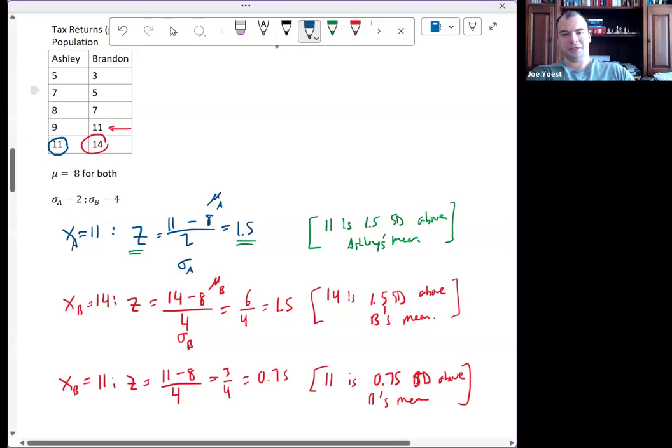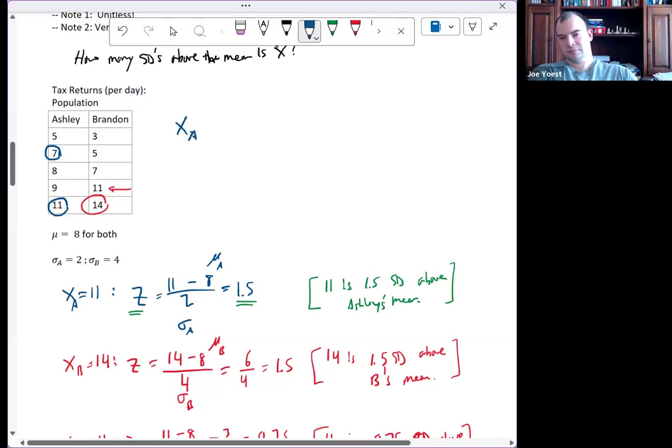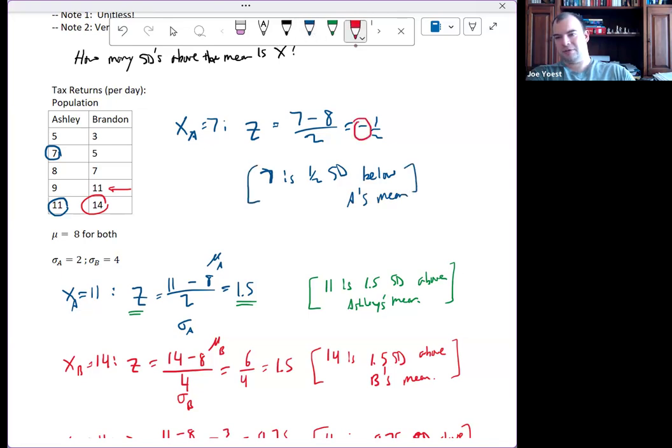We could also look, for instance, at Ashley's data value, maybe 7. So for Ashley's day that she got 7 returns completed in that day, her z-score for that day would be 7 minus 8 over the standard deviation for Ashley of 2, or that's negative 1/2. So we can say that 7 is 1/2 of a standard deviation. Well, a negative z-score means that we're below the mean, right? It's 1/2 of a standard deviation below Ashley's mean. So the negative z-score means that we're below the mean, and then the numerical part tells us how many standard deviations we are below the mean.